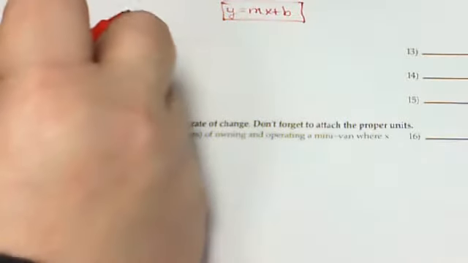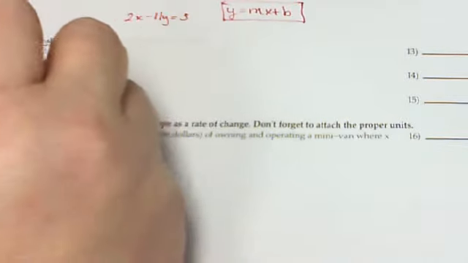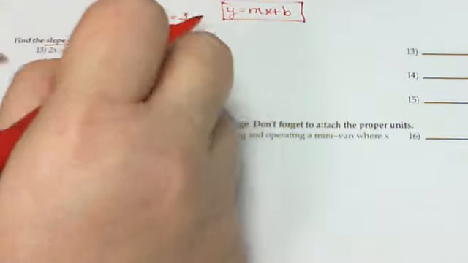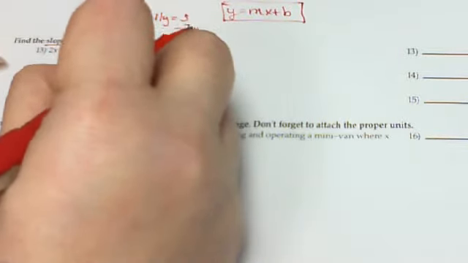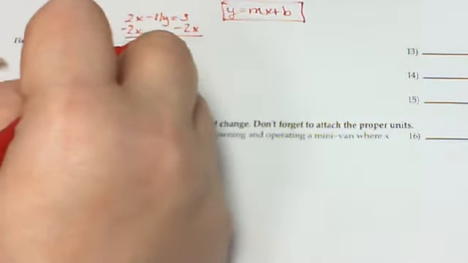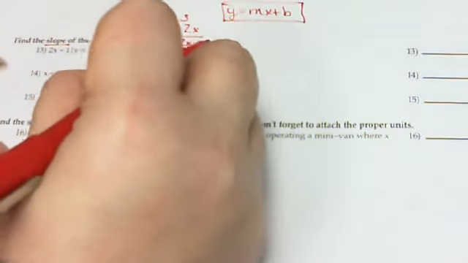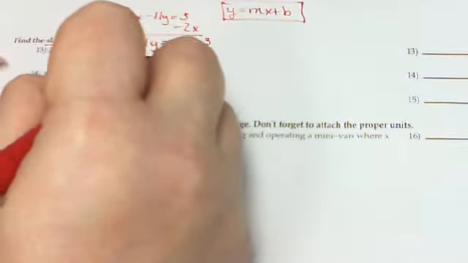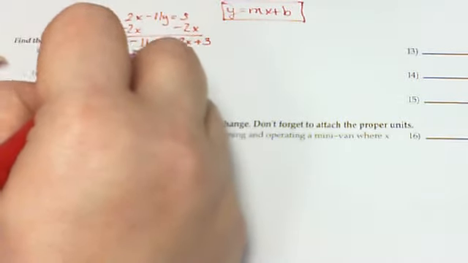So in order to do that, I start out with my 2x minus 11y is equal to 3. I have to get the y completely by itself. So I'm going to subtract 2x from both sides. It's going to give me negative 11y is equal to negative 2x plus 3. You cannot combine those because they are not like terms, so make sure you're careful about that.